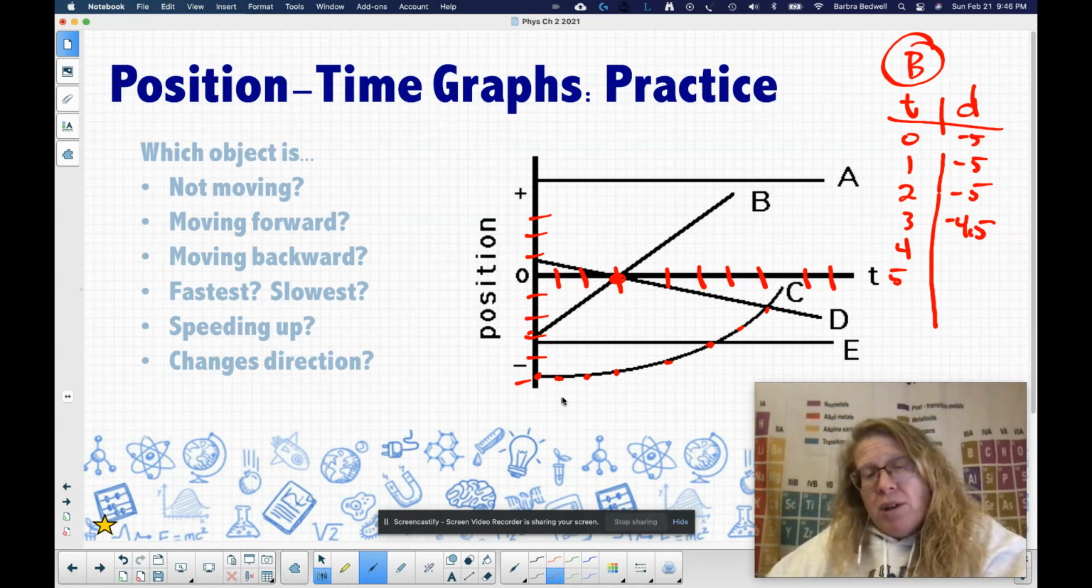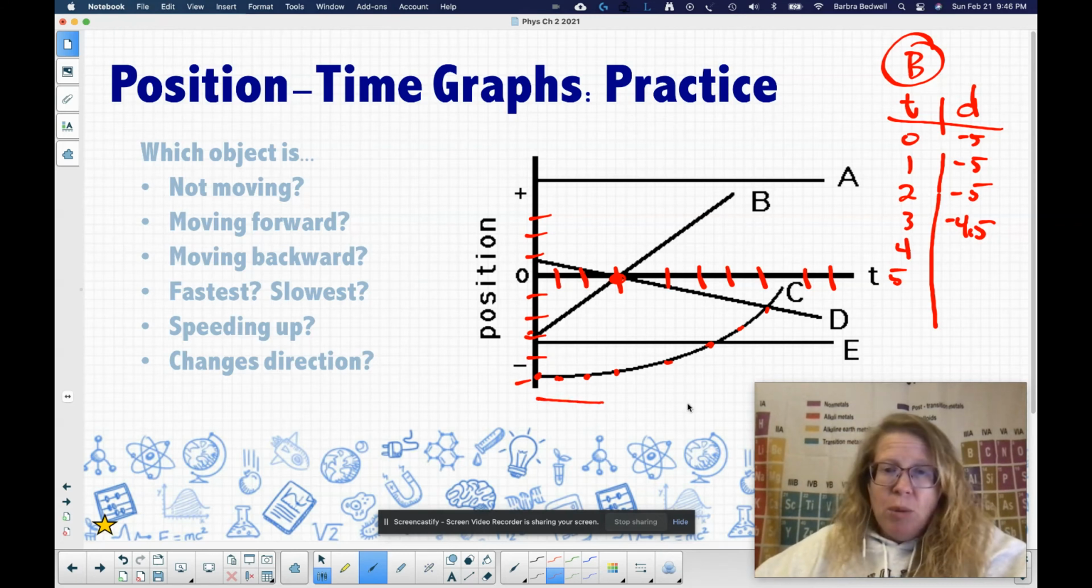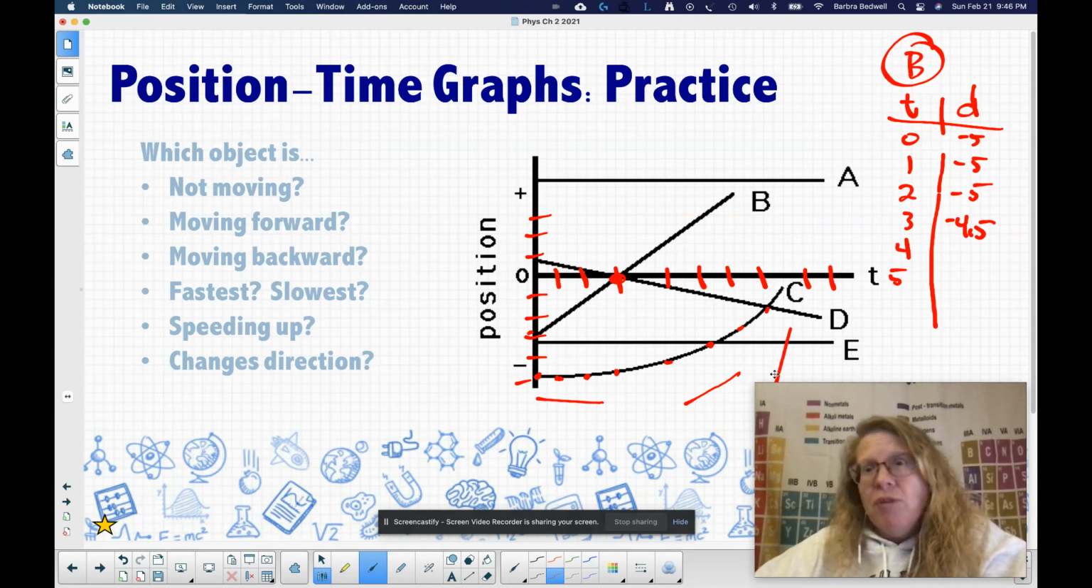So remember what our slope means. Slope this way means not moving. Slope this way means moving. Slope this way means moving faster, right? Slope kind of that way means moving slower. So what is this one doing? Slow, but getting increasingly faster.